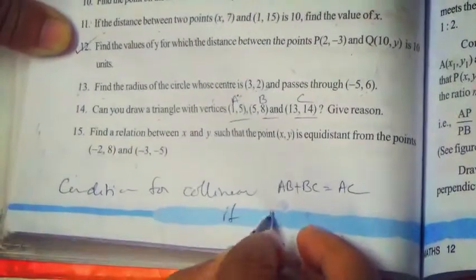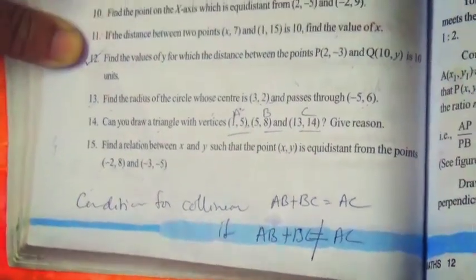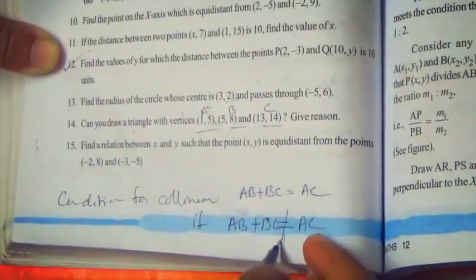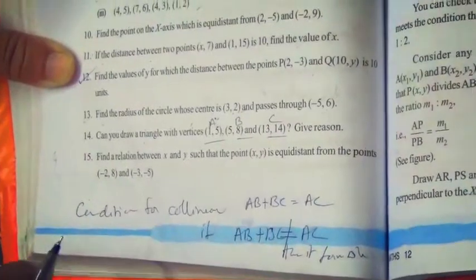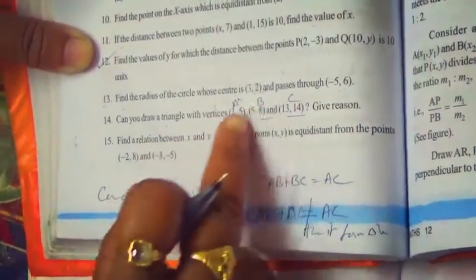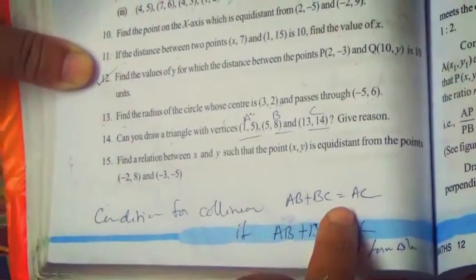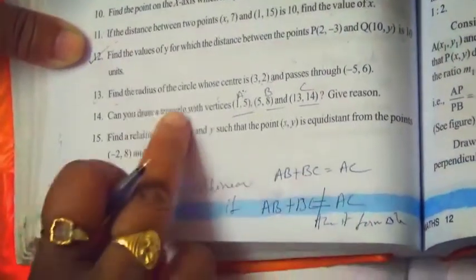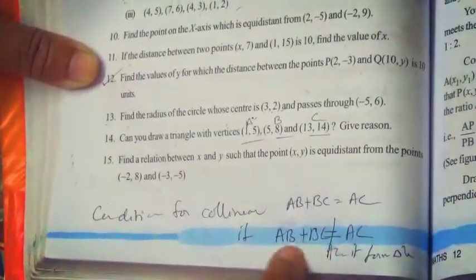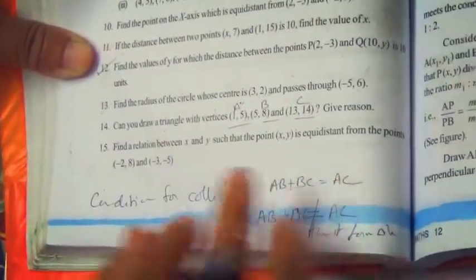If AB plus BC is not equal to AC, then it forms a triangle. So you have to use the distance formula for AB, BC, CA, and then check the collinear condition. If it satisfies the condition, then the points do not form a triangle. If it is not satisfied, then it forms a triangle. That's it. You just do it on your own. I already said this in part 1 and part 2 of this coordinate geometry. Now I will explain the 15th sum.